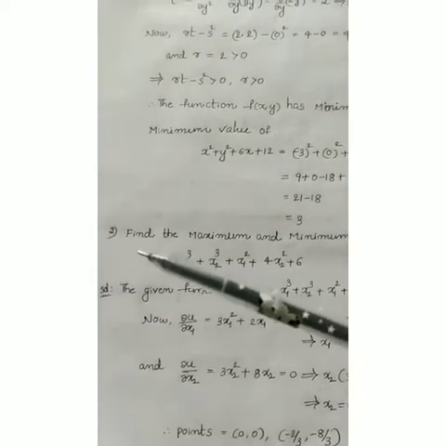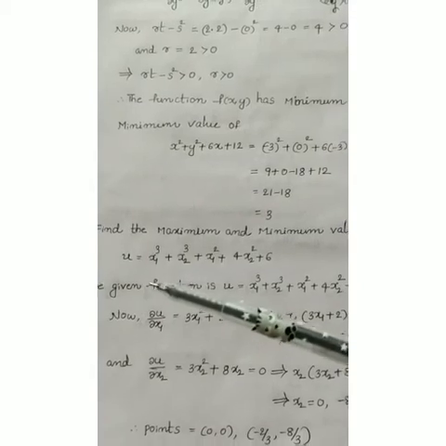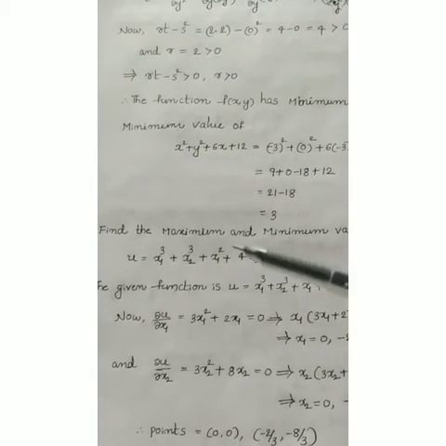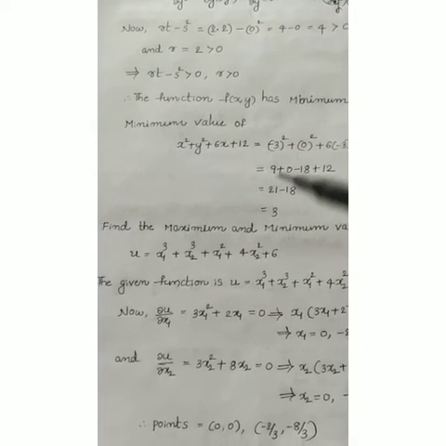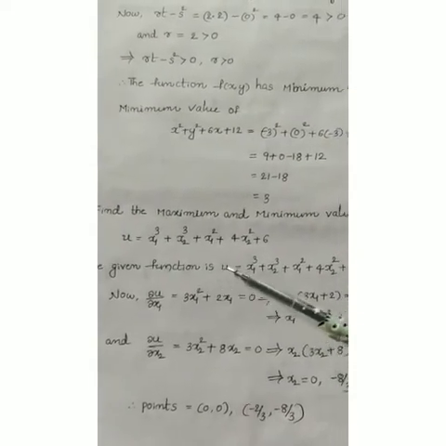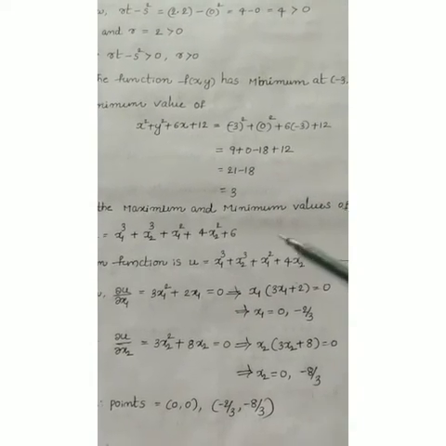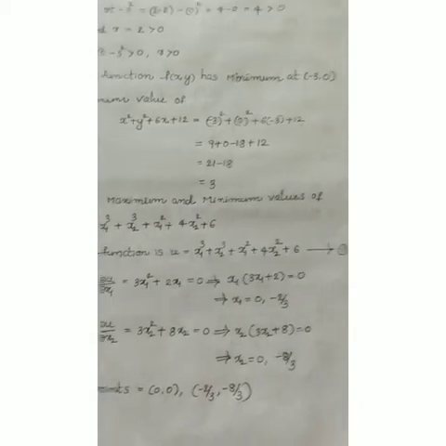Next let us take another question. Find the maximum and minimum values of u = x1³ + x2³ + x1² + 4x2² + 6. So here the given function is u = x1³ + x2³ + x1² + 4x2² + 6. This is equation number 1.